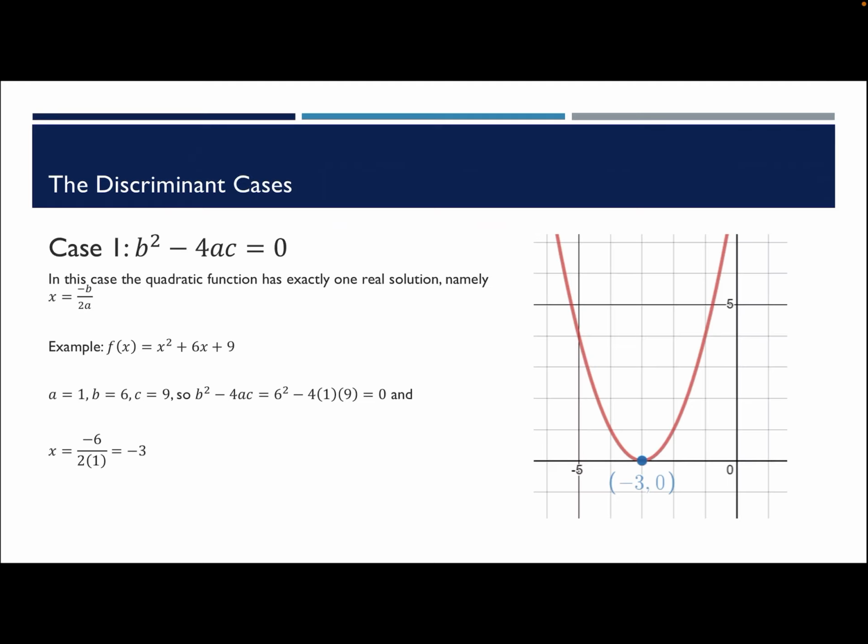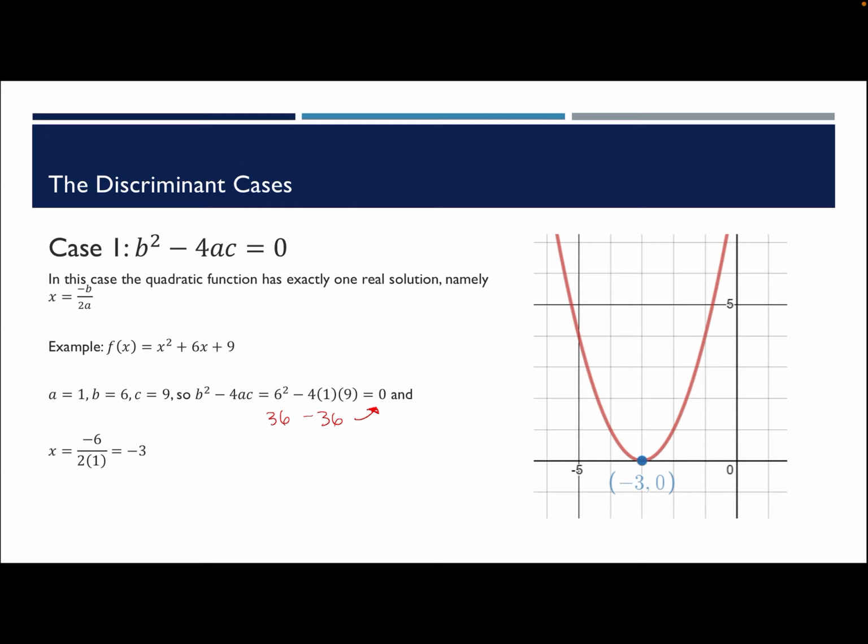So there are three cases of the discriminant. The first case is that b squared minus 4ac equals 0. And that's going to mean you have exactly one real solution, which means that the parabola is going to touch the x-axis and turn around. The example function for this is x squared plus 6x plus 9. If we substitute into the discriminant, we see that a is 1, b is 6, and c is 9. So the discriminant is going to be 6 squared minus 4 times 1 times 9, which is just 36 minus 36, which is how we get 0.